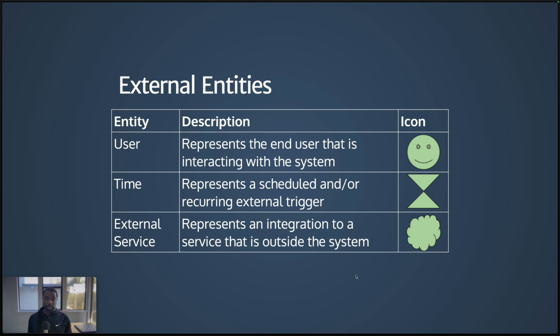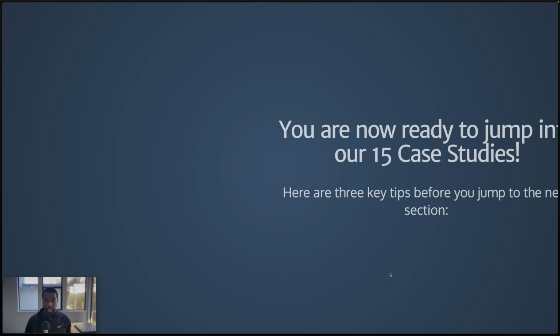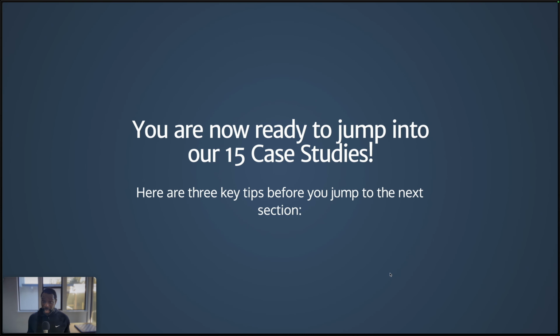So you'll see these 3. I call them external entities. These are not building blocks. These are things to represent how the system we built interfaces with users, interfaces with specific things that have to happen at particular time intervals, and external systems that it integrates with as well. And that's it. So you are now ready to jump into our 15 case studies.